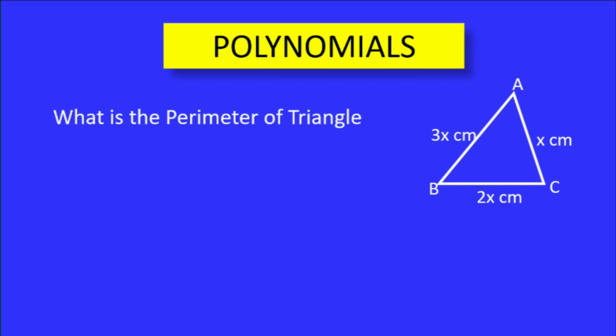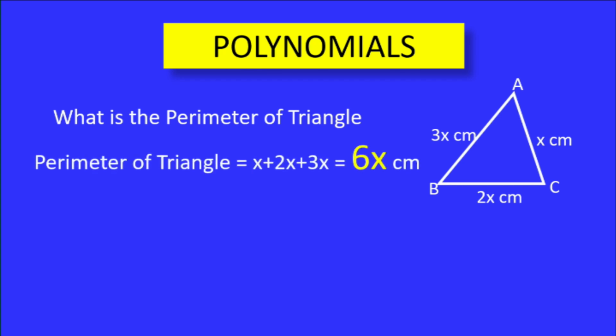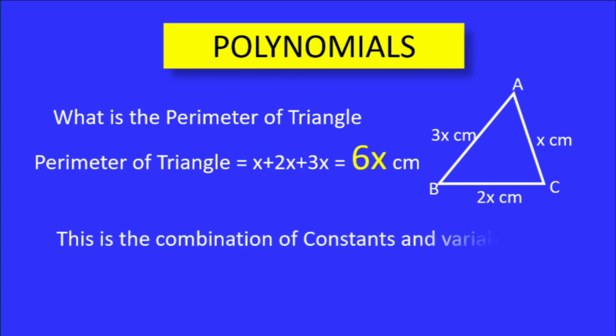Can you find the perimeter of this triangle? What will be the perimeter of the triangle? Yes, the sum of the sides is the perimeter of the triangle. By adding these three, x plus 2x plus 3x, we get 6x centimeters. The perimeter depends on the value of x here. So this is the combination of 6, one constant, and x, one variable. So, this is the combination of constants and variables.